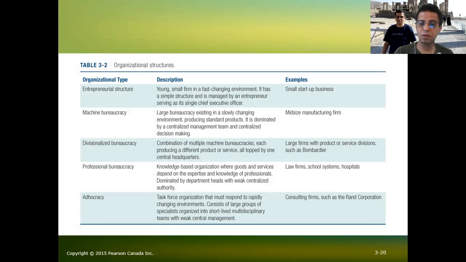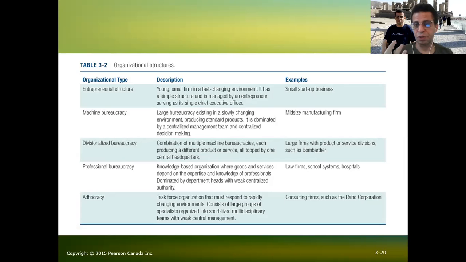Then you have the divisionalized bureaucracy, which is a combination of multiple machine bureaucracies, separated. They operate separately, each producing a different product or service, all topped by one central headquarters. A good example is probably Procter and Gamble, or Adidas. They are into making sports products, and they're also into making detergent and cleaning stuff. A large firm with product or service divisions, like a local example, Bombardier.